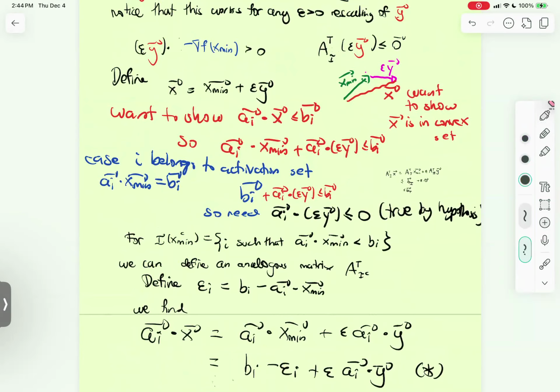Let's again ask, what is AI dot X? AI dot X is AI dot X mean plus epsilon AI dot Y. You can use this to solve for AI dot X mean. So AI dot X mean is just BI minus epsilon I plus epsilon AI dot Y. And again, epsilon I is a positive quantity.